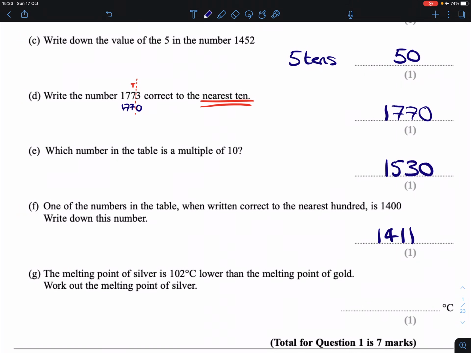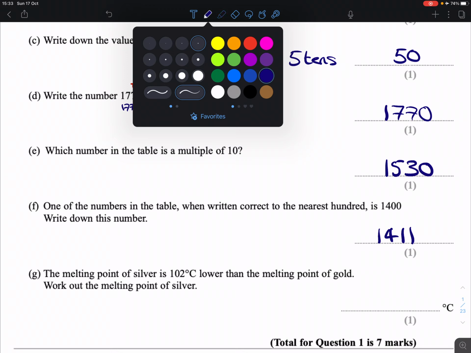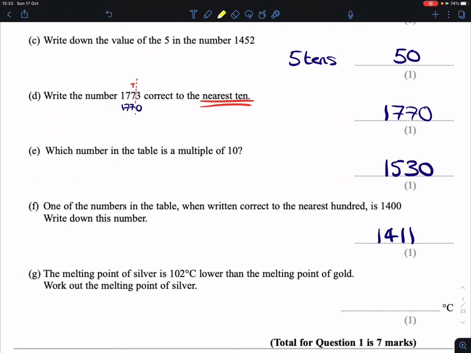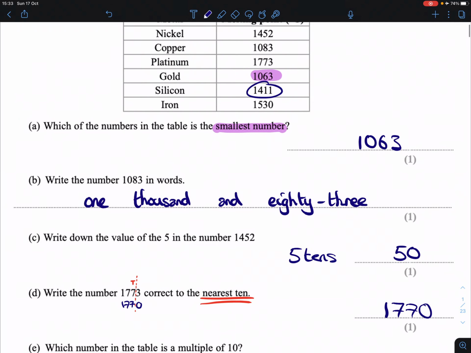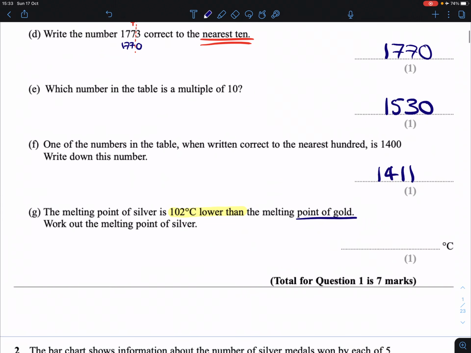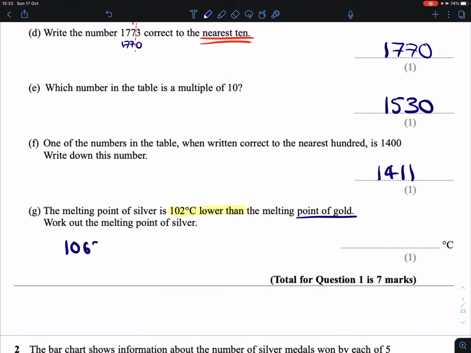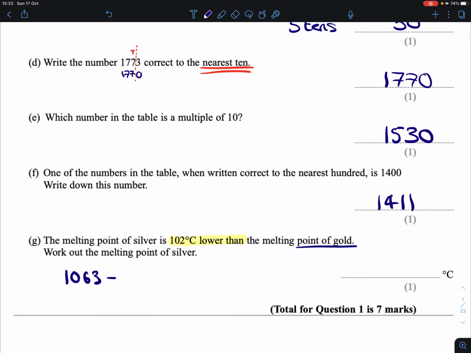G, the melting point of silver is 102 degrees lower than the melting point of gold. Work out the melting point of silver. So gold is 1063, and if we are 102 lower than that, then that means we're going to take away 102 from that, which will give us 961. So 961 degrees Celsius is the answer to that. Done.